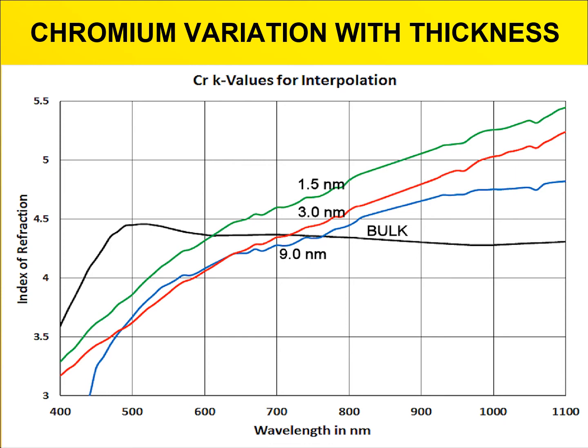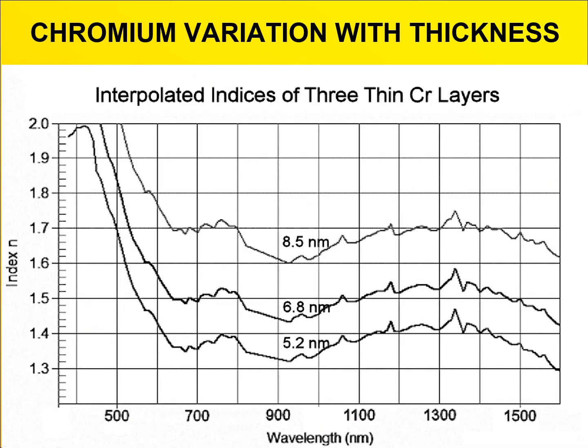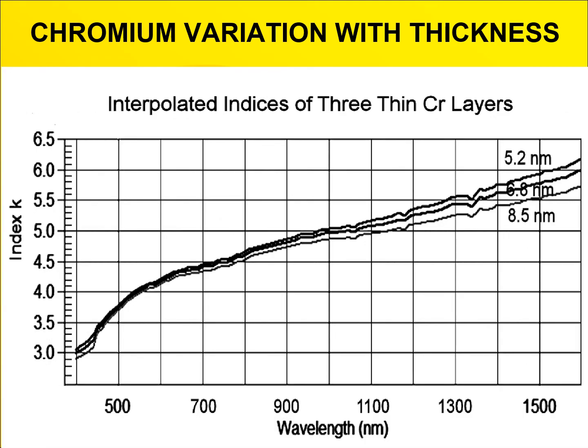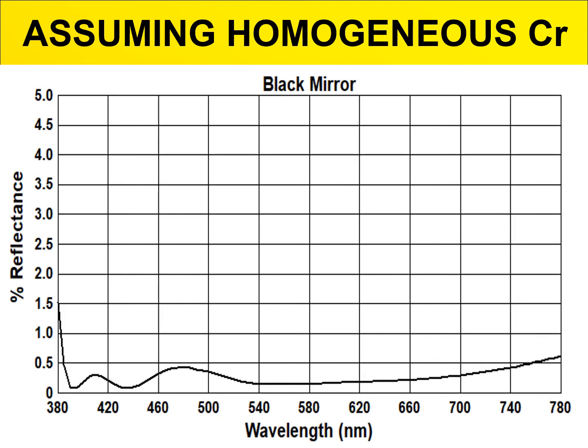Here are the K values for that same chrome film. So we interpolate in both N and K. Here are some interpolated values of different thicknesses, and here are some interpolated K values. Now I can design a black mirror which does not transmit and does not reflect more than 0.5% here.